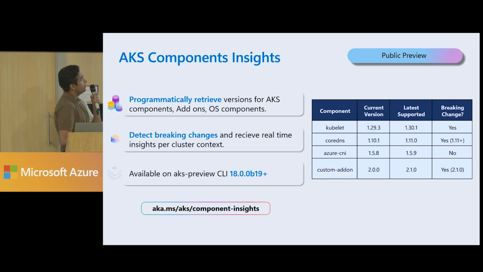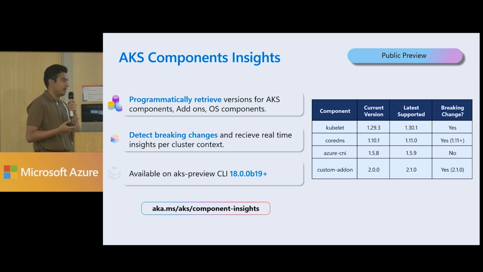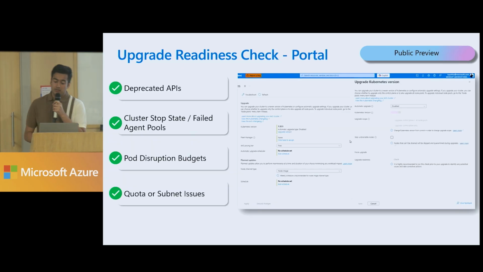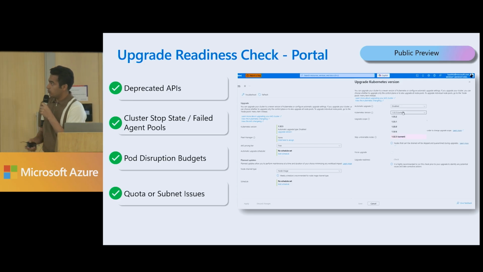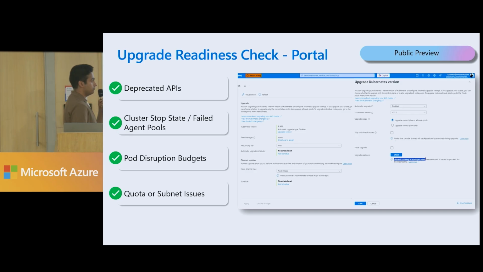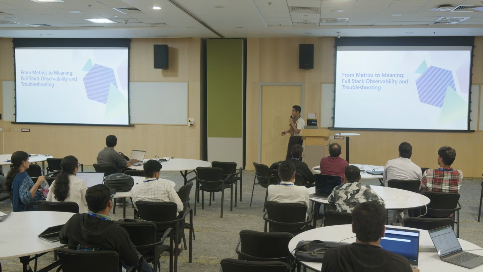Additionally, we've also released AKS Component Insights, which gives you more of a programmatic approach to breaking changes. So with specific Kubernetes versions, you can see what changes are made in each component, allowing you to prevent, again, breaking changes that might happen if you upgrade your cluster. We also have a similar offering within the portal where you can now check for things like bad PDBs, or if your cluster is in a stopped or a failed state, which could cause issues if the upgrade was to actually go through.